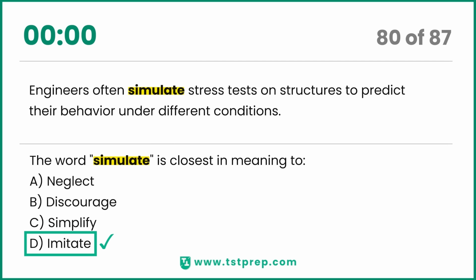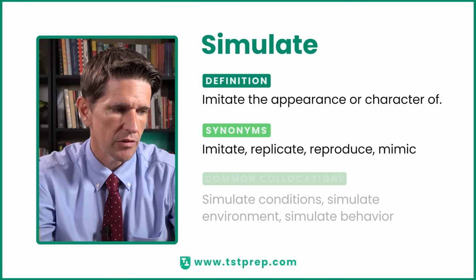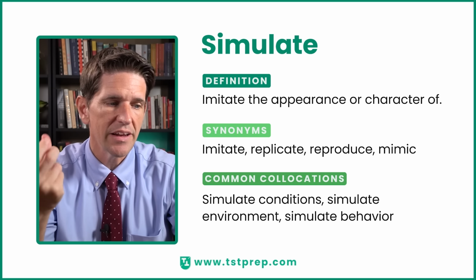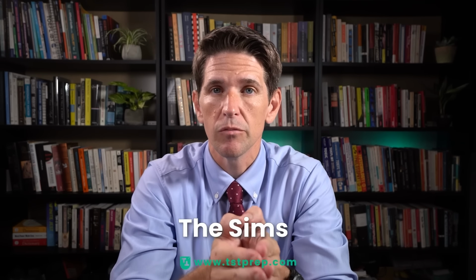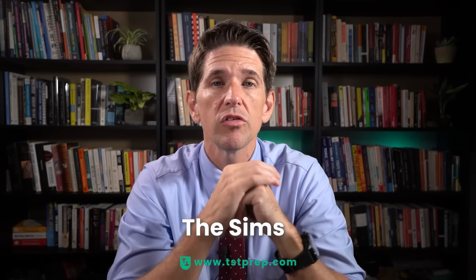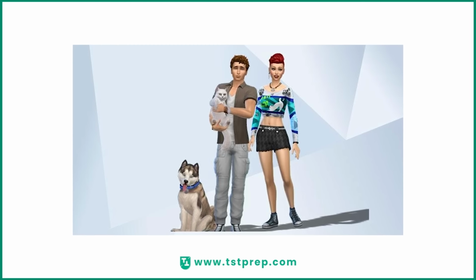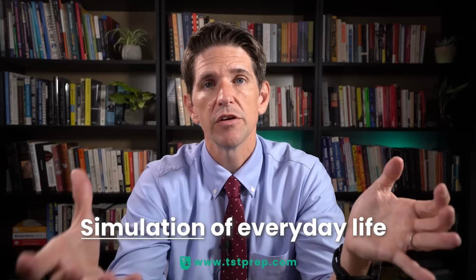So here the correct answer is D, imitate. So to simulate something is to imitate the appearance. You mimic, you replicate it. Simulate conditions, simulate environment, simulate behavior. I think of this smaller word, sim. There was a famous game called The Sims, which was a computer game, which was a simulation of everyday life that we experience. You played as a character that lived in a house in the suburbs and had a family and had neighbors, had a pet, and had a job. It was The Sims. It was a simulation of everyday life.